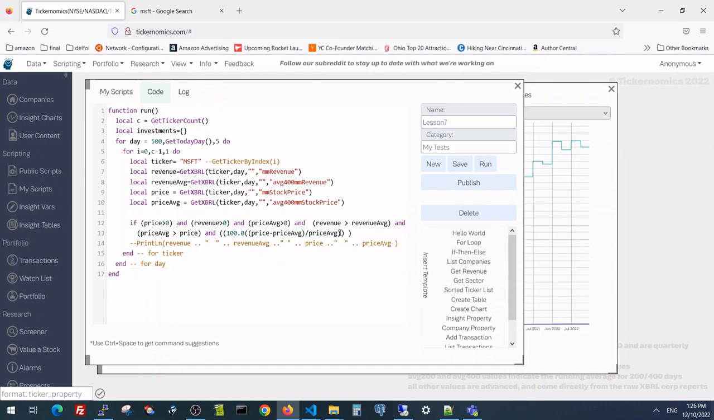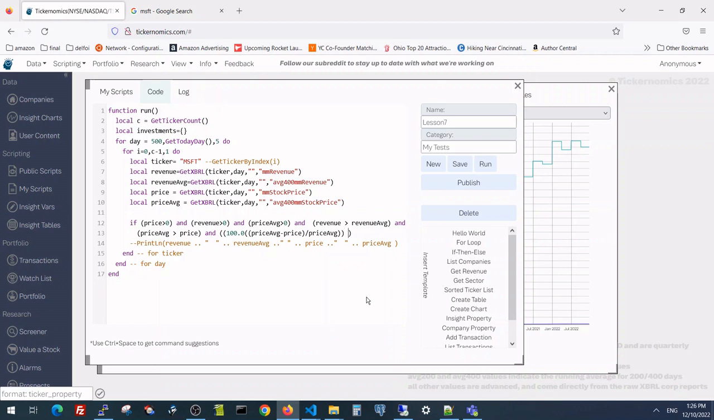Probably need to put it separately, but I'm just gonna keep it within the if. So price average is more than price, so price average minus price and divided by price average, which is a bigger one, multiplied by 100. That gives us the actual percentage margin, essentially how much bigger in percent.